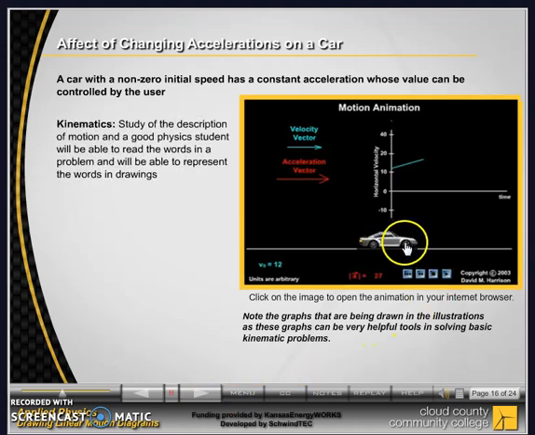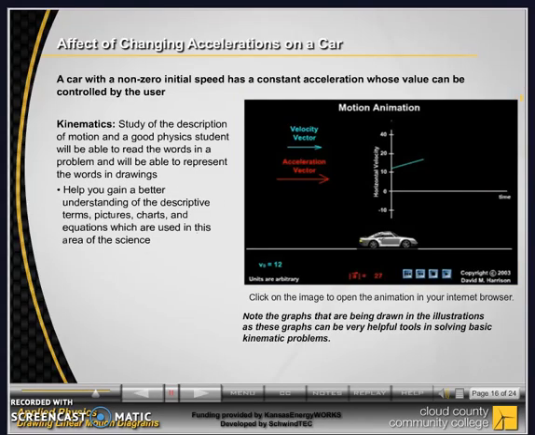Remember that kinematics is the study of the description of motion, and a good physics student will be able to read the words in a problem and will be able to represent the words in drawings, i.e. motion diagrams, graphs, and using equations. These pages and simulations are here to assist you in experiments which can help you gain a better understanding of the descriptive terms, pictures, charts, and equations which are used in this area of the science.